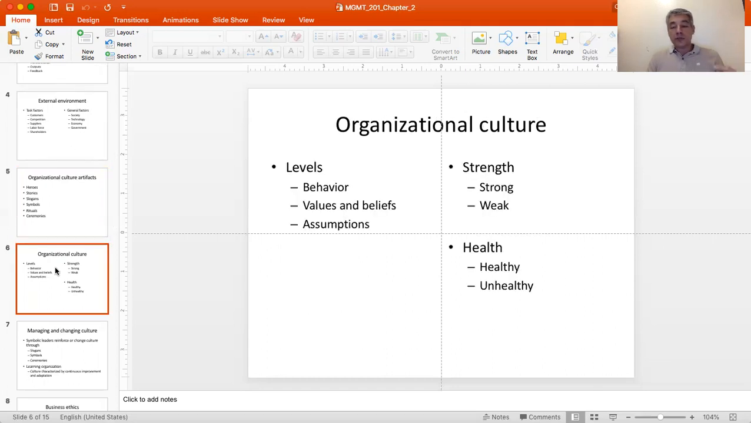Organizational culture can be observed at several different levels. We specifically identify three levels: behaviors, values and beliefs, and assumptions. Some of them are clearly visible, like behavior. When you work with a company, you see how employees behave, you just know what to expect. That is the most visible manifestation of organizational culture.